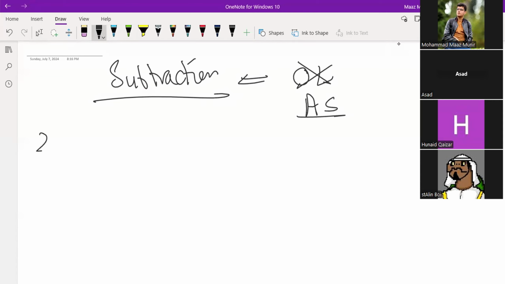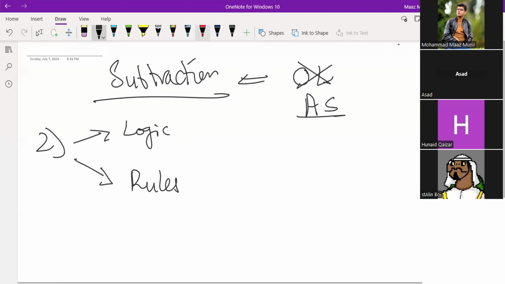The two methods basically are: one uses logic and the second one has some rules. I personally don't prefer the rules one because you get the same answer from both methods 100%. I have applied it everywhere, and I would personally suggest you just go with the logic one.